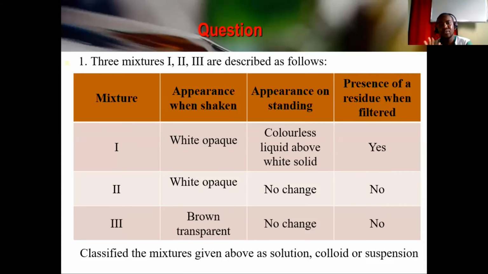All right, so let's look at this question. We have three mixtures. We have their appearance when shaken, appearance when standing, and presence of residue when filtered. We need to see which of these mixtures is a solution, a colloid, or a suspension. Take about 2 minutes, look at it, and see which one you would classify as a solution, a colloid, or a suspension.